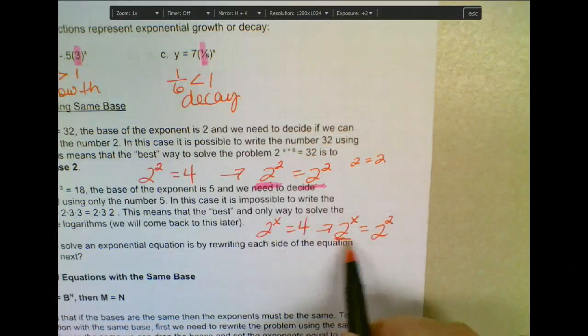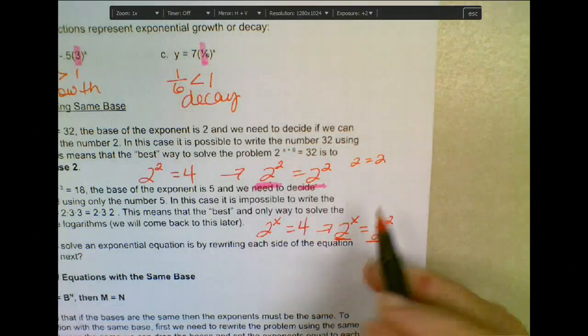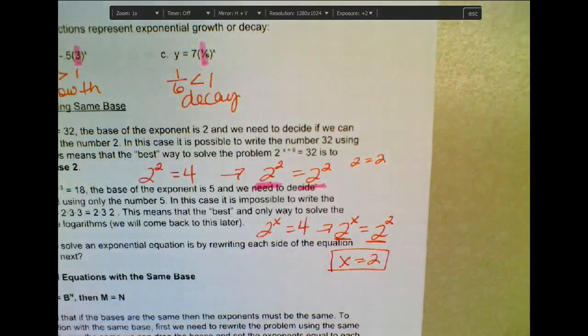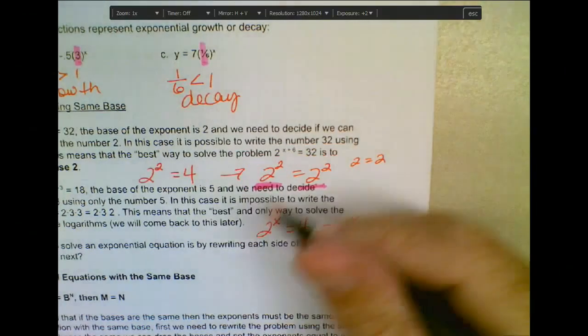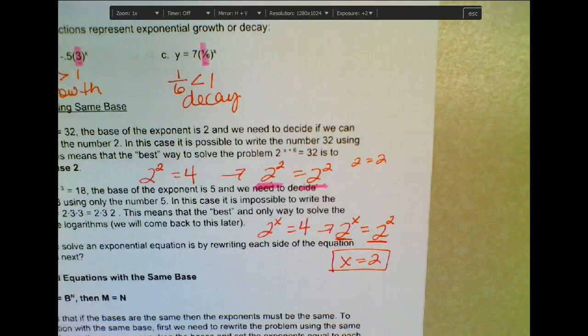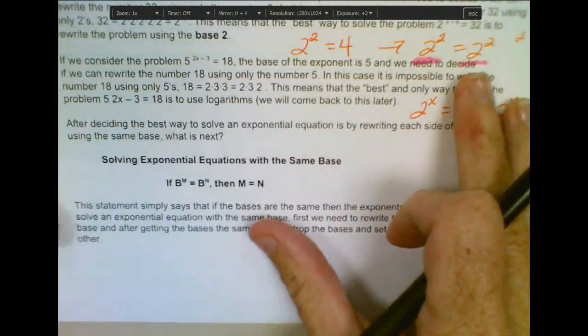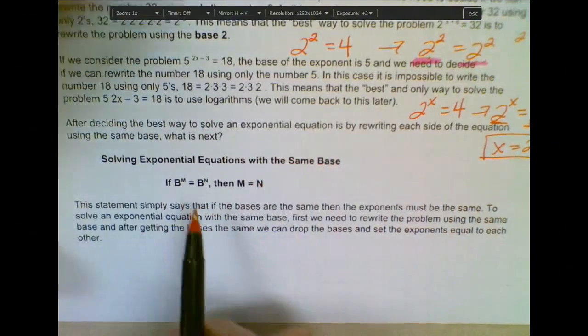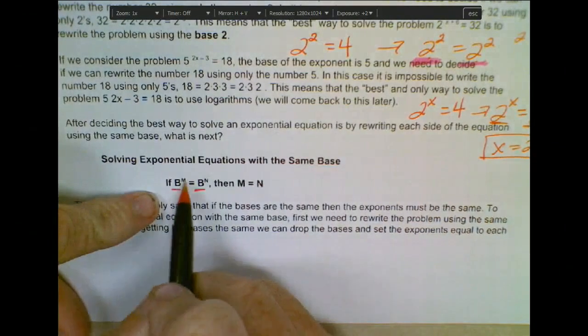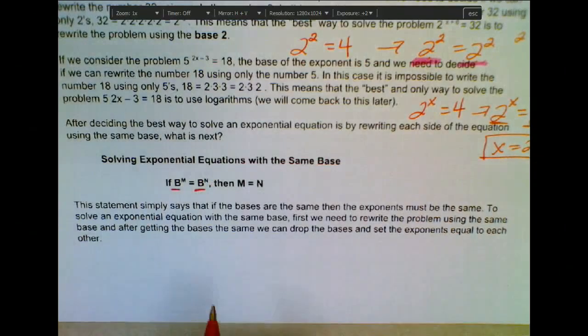Once I have the same base, you can ignore the bases and set your exponents equal to one another, and that is your solution. This is a big thing with logarithms. It's a big thing with solving exponential equations. As soon as you can get them down to the same base, you can ignore the base, set the exponents equal to each other, and solve. And that's what this equation is telling you. If you can get to the same base, then you set the exponents equal to each other.